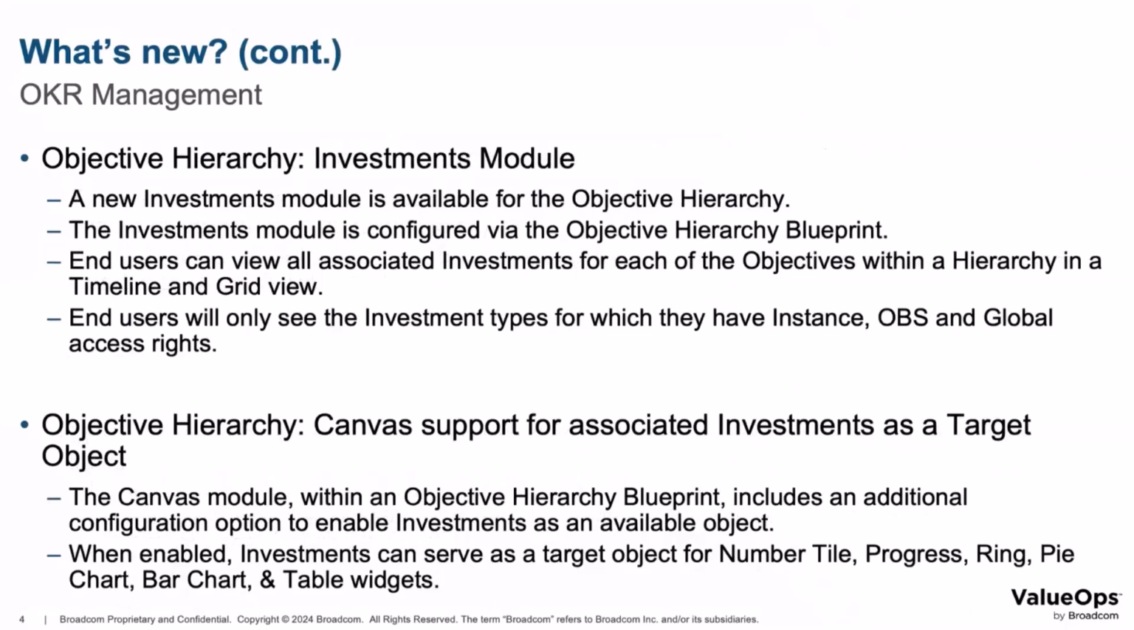Last but not least, the last feature is introducing the ability to configure widgets on the objective hierarchy canvas using information from the investment object. In other words, investments will now serve as a target object for number tile, progress ring, pie chart, bar chart, and table widgets on the objective hierarchy canvas. So we're improving both the objective canvas and the objective hierarchy canvas to leverage investments as a target object.